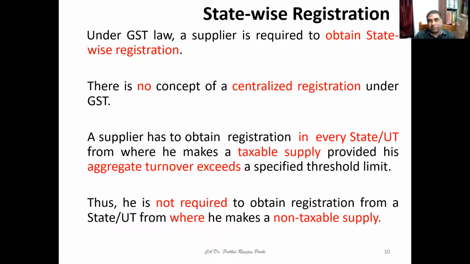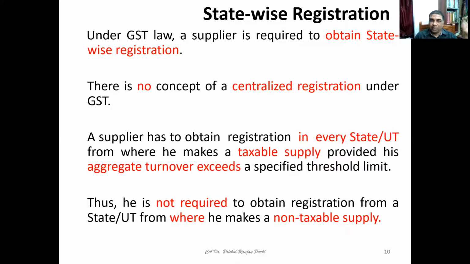There is one more possibility: one can show a particular place as the principal place of business, and other places may be additional places of business. We'll be learning that concept. But now what we have learned is that registration is required in respect of every state, provided the taxable supply is there. And one more thing, only when the taxable supply exceeds the threshold limit, then registration is required.